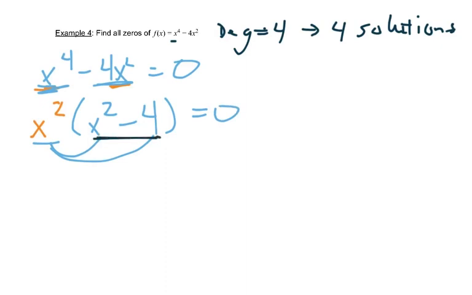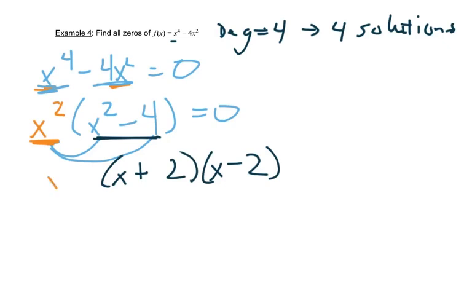Now this is a difference of squares, so we can split it up. x at the beginning of both, 2 at the end of both, 1 plus, 1 minus. And this x here can be split apart also because it's x squared. So it would be x times x plus 2 times x minus 2.